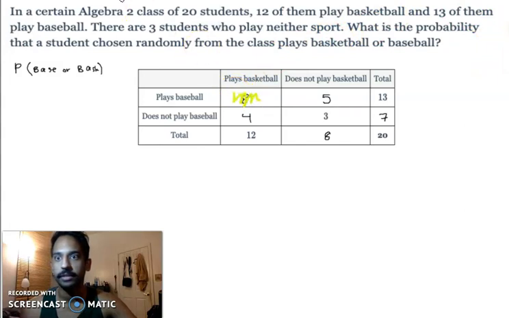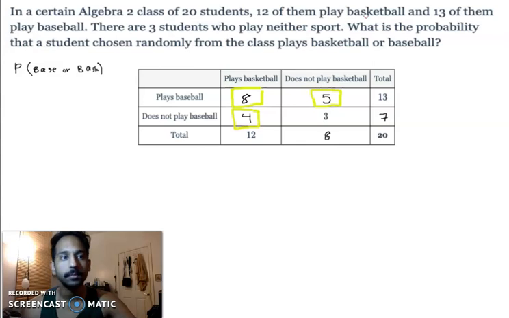And I see that in this box, because those people play basketball and they play baseball. I see that in this box because these people, even though they don't play basketball, they still play baseball. And then I see that in this box because even though they don't play baseball, they still play basketball.